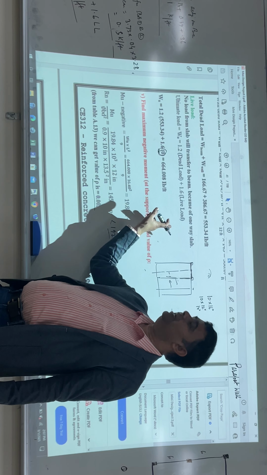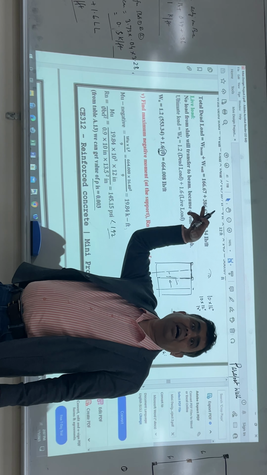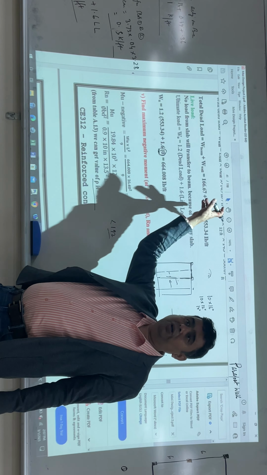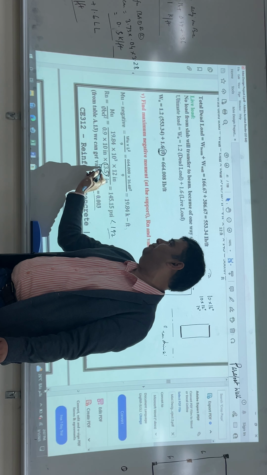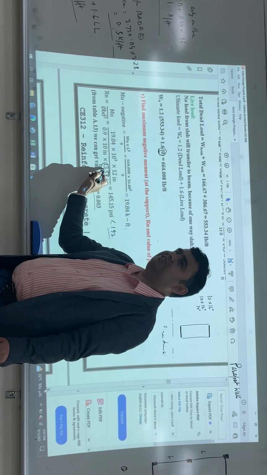Because he took the depth, the dimension, more. It was coming 10.64, he assumed 16. So why is he assuming 16? Just to reduce the cross section. If you reduce this, this value will reduce. Maybe if he takes 12 instead of 16, this value will come maybe 9 point some, and this value may cross 192.